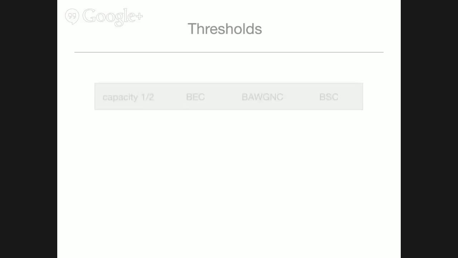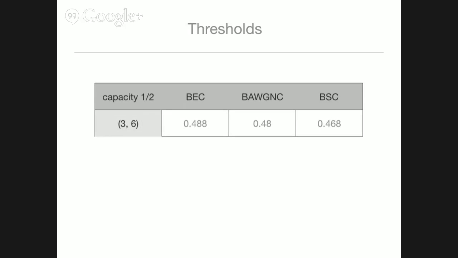Okay, so now let me tell you a little bit more. Let's assume we have again capacity a half, since this is what we always talk about. So if you take the 3,6 code, these are the thresholds, right? It should be a half, but for BP from 43%, it jumps up to about 45%.